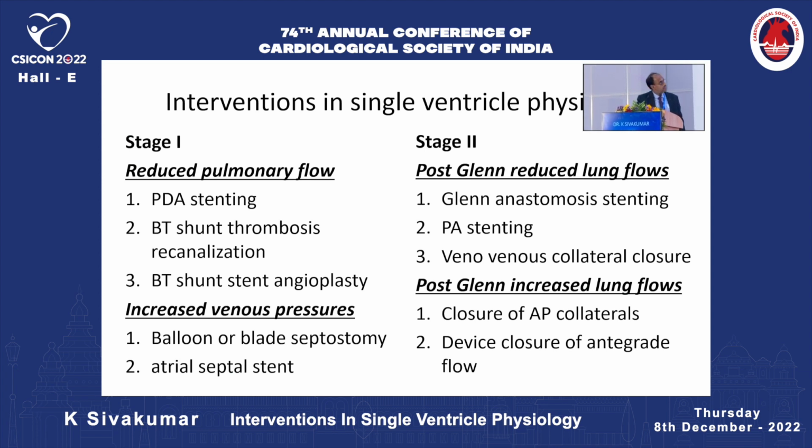atrial septal stenting. After stage 2, if you have post-Glenn reduced pulmonary blood flow, if there is a Glenn anastomosis narrowing, you can stent it; PA, you can stent it; veno-venous collateral, you can close it. And if there is excessive lung flow in the form of AP collaterals, you can close it, or if there is an antegrade flow, you can device close it.